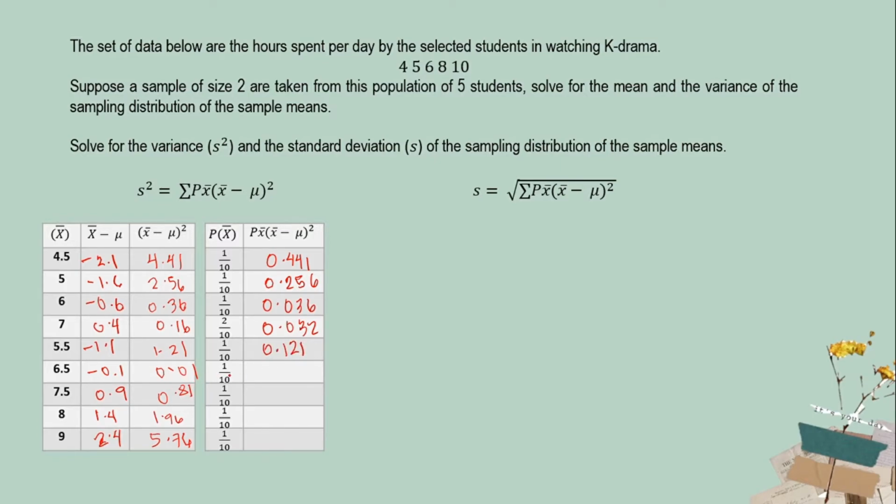0.01 times 1 over 10 is 0.001. Then 0.81 times 1 over 10 is 0.081. Then 1.96 times 1 over 10 is 0.196. And lastly, 5.76 times 1 over 10 is 0.576.